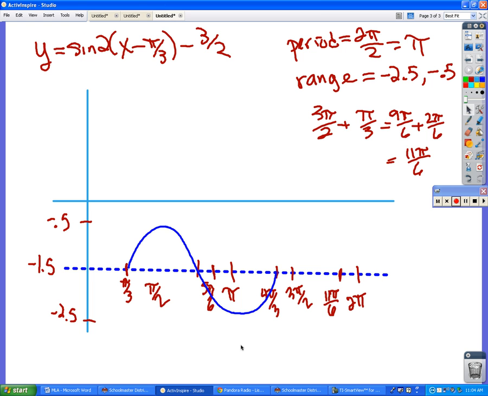Does that make sense? So it normally started at 0, had a maximum at pi over 2. I'm sorry, crossed at pi over 2, and then came back up at pi because it did a complete cycle in the interval 0 to pi. Okay, so that's what we should draw right there.